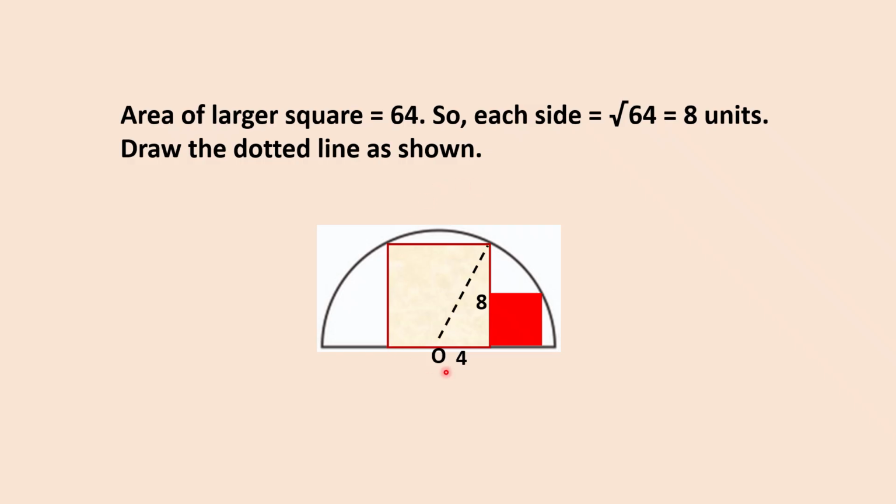Now we draw the dotted line as shown. When we draw it from the center of the semicircle, the remaining half of the bottom side will be 4 units, and the height will be 8 units. We get a right angle triangle where the base is 4, because that is half of the side, the altitude is the full side, 8, and the dotted line is the hypotenuse. This is also the radius, so we will calculate the length of the radius.